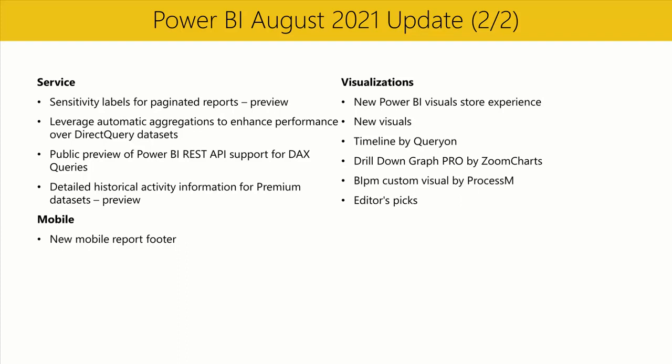Next, you can now leverage automatic aggregations to enhance performance over DirectQuery datasets. These create aggregations based on users' historic query patterns. Using machine learning, automatic aggregations determine, create, and maintain the most optimal set of aggregations for users' workloads. Users no longer need to have extensive data modeling or advanced query optimization experience and can leverage this feature with just a few clicks. Christian will show us a demo of this feature.